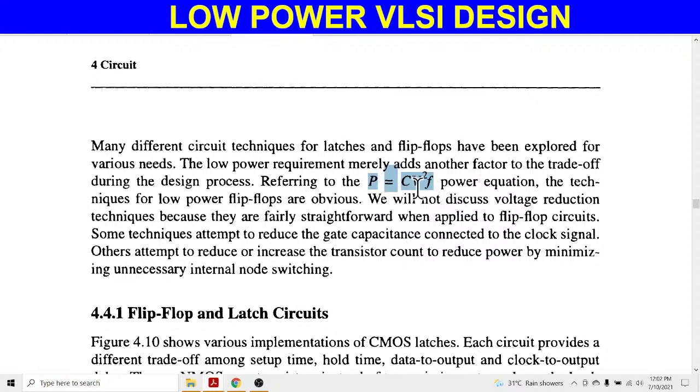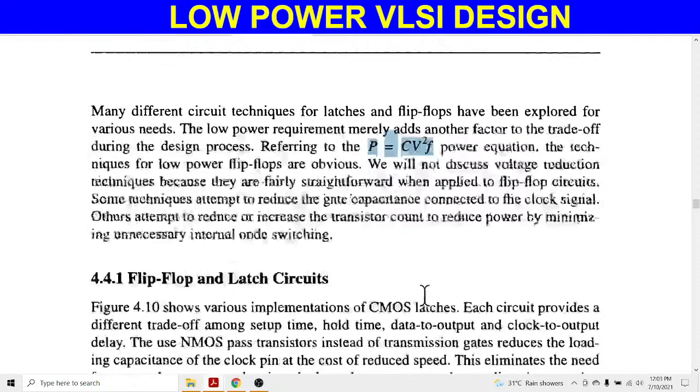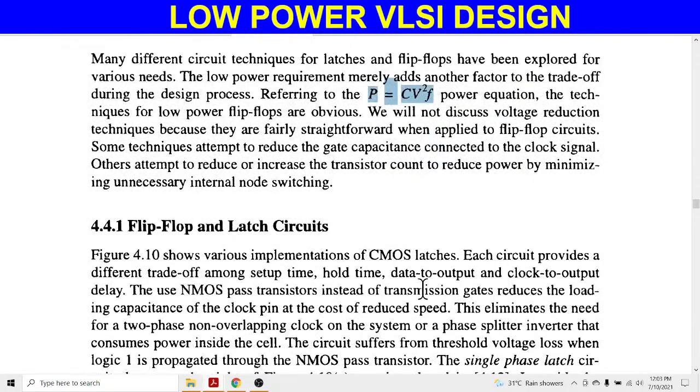It means that if we want to minimize the power dissipation, either we need to minimize the load capacitance, or we can minimize the supply voltage that is provided, or lastly we have to reduce the clock frequency. But if we reduce the clock frequency, automatically the speed of operation will reduce. So by focusing on these factors, we can design a flip-flop that dissipates less power.